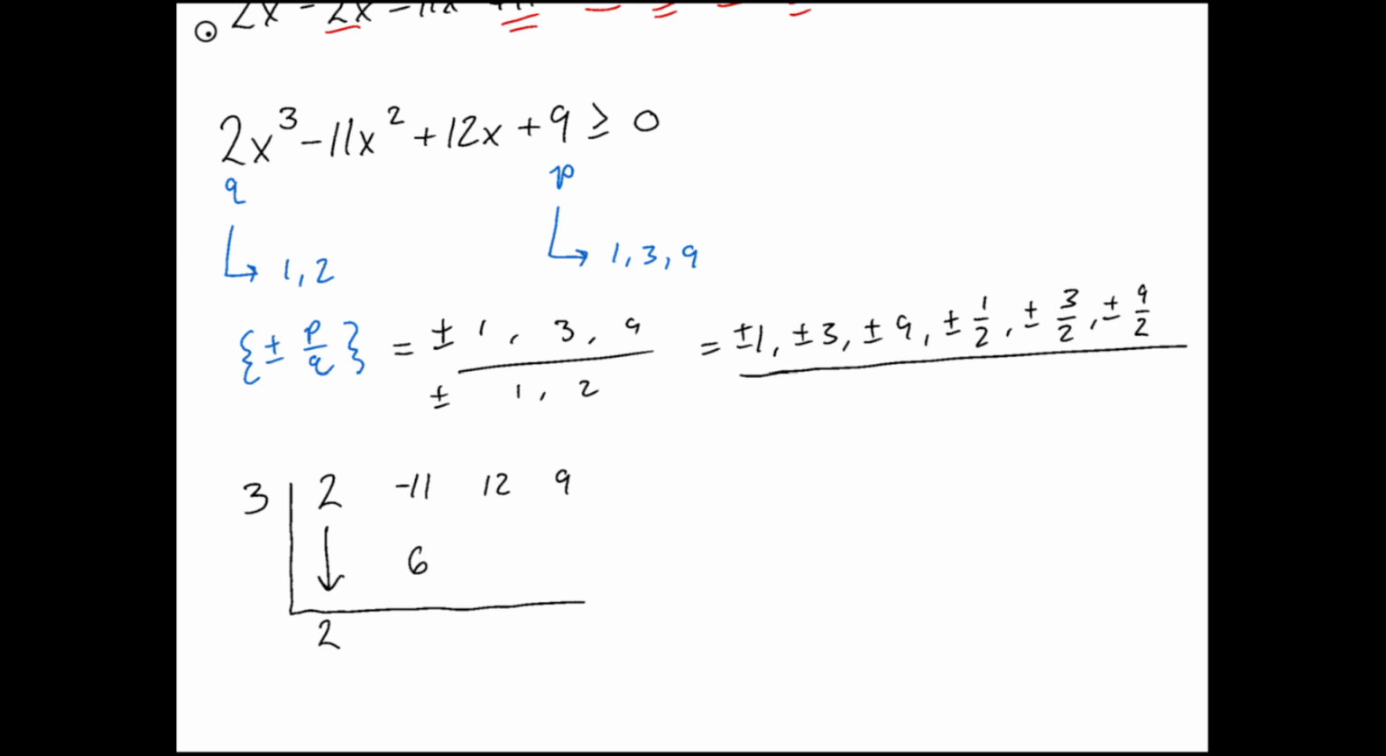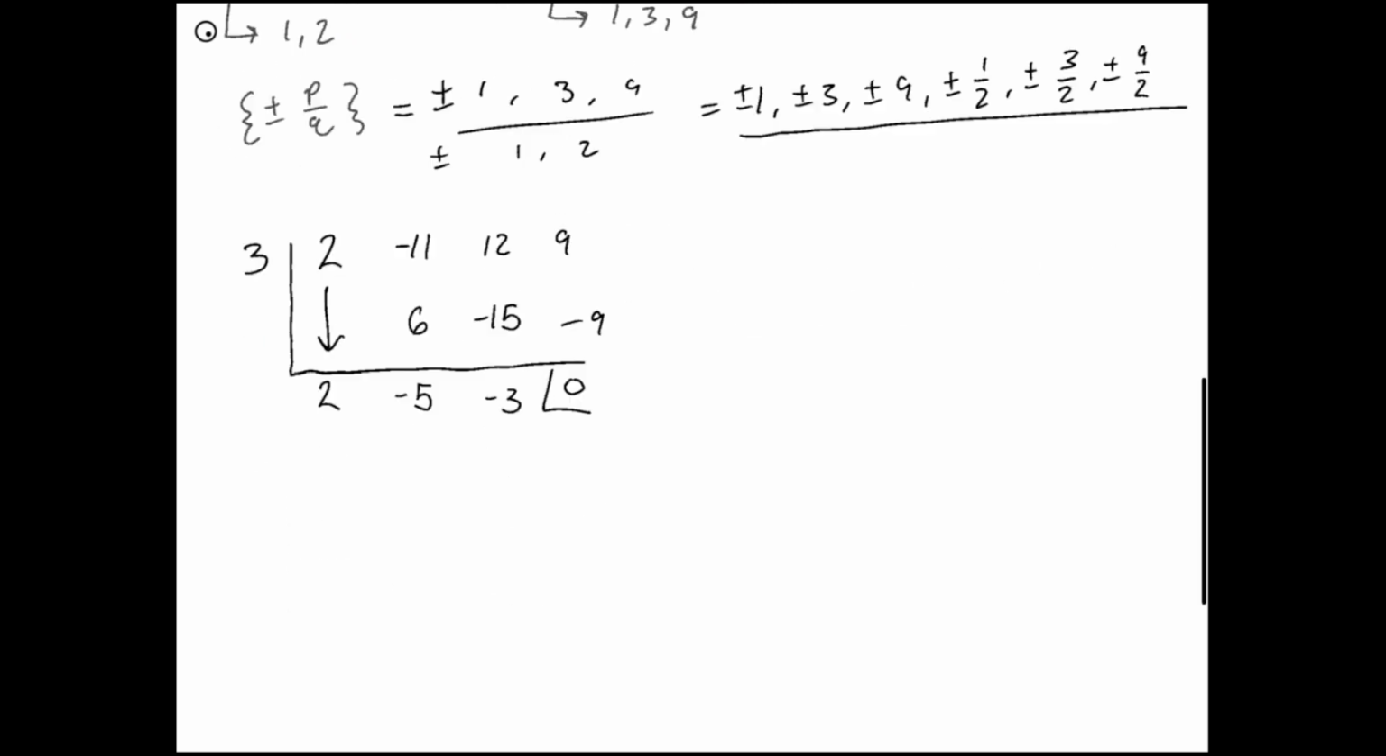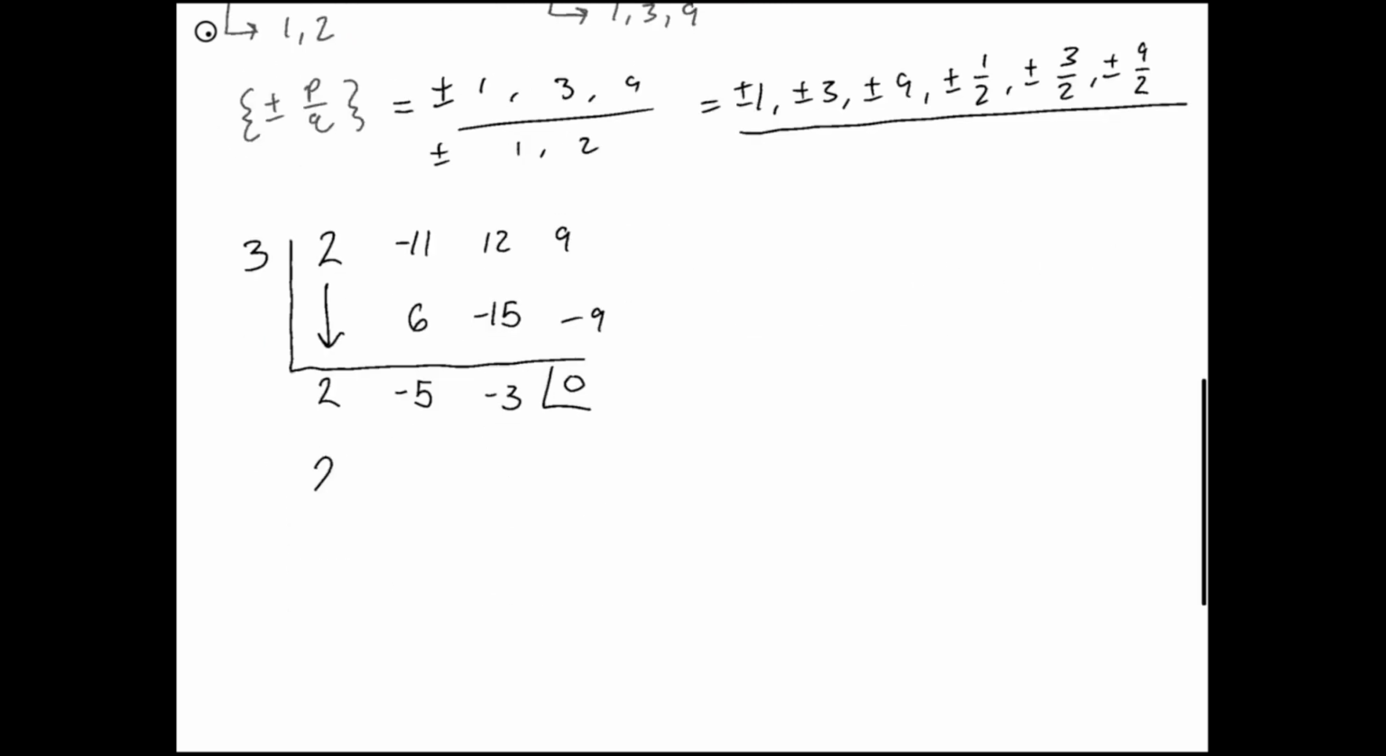We get a positive 6 here. This becomes negative 5. 3 times negative 5 is negative 15. This is negative 3, negative 9. And because I have a 0 here, I know that this is a factor. However, we actually are not done yet because you want to test these things twice. So this is the term I get right now, but I want to do it again.